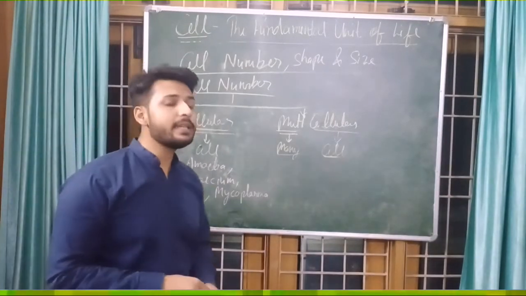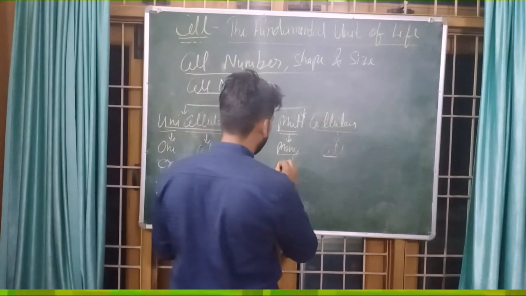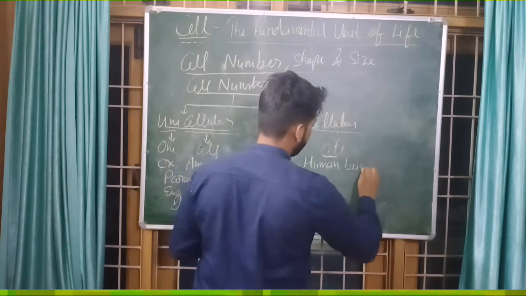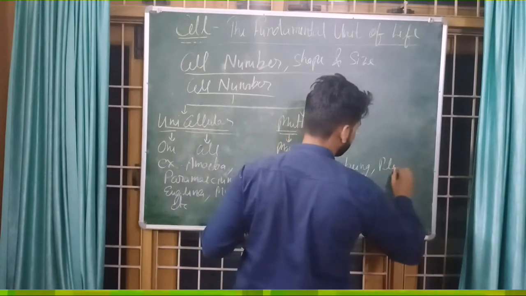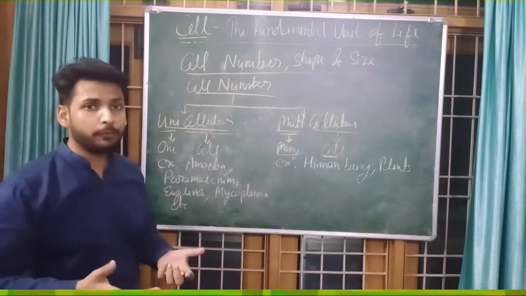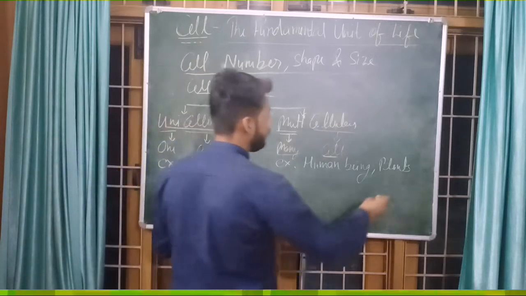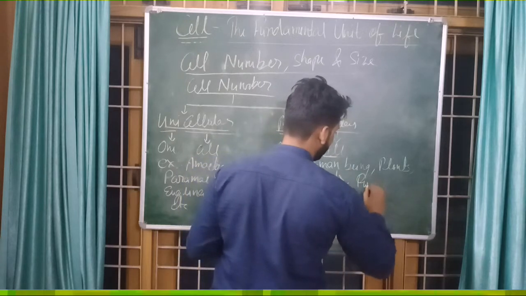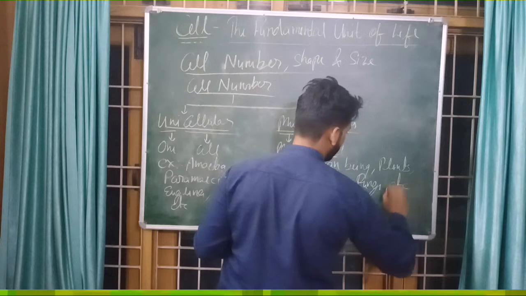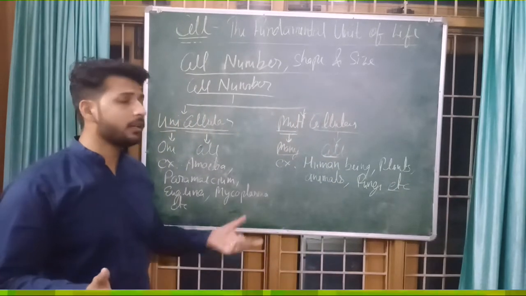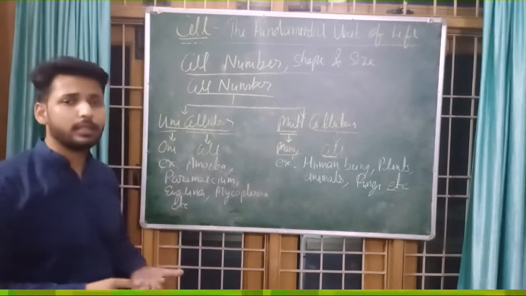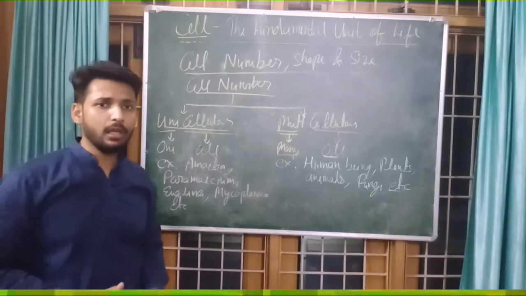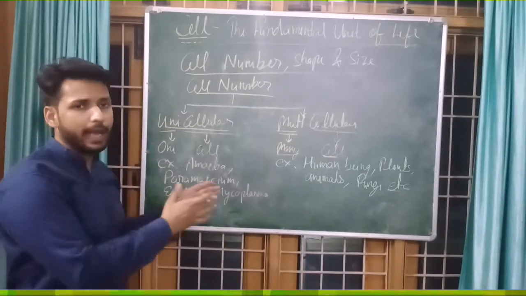Next, coming towards multicellular organisms. The examples of multicellular organisms I already told you. For example, first human beings, next plants. A plant's body is made up of many cells, millions or billions of cells. In the same way, animals, fungi, etc. Got it? So there are many organisms which consist of many cells and there are organisms which consist of a single cell. So we have classified them on the basis of cell number. How many cells they have. On the basis of that, we can classify them as unicellular and multicellular.